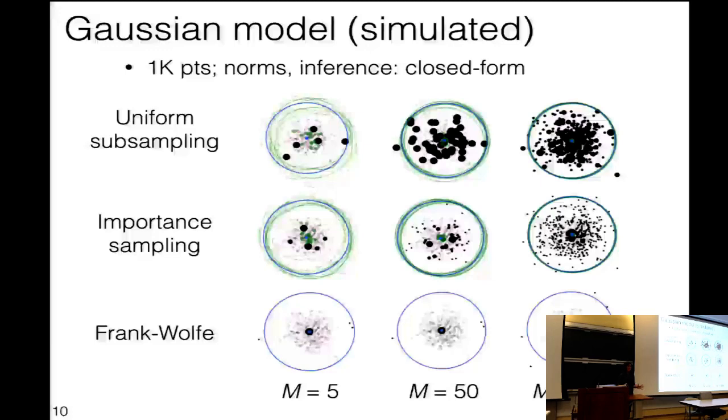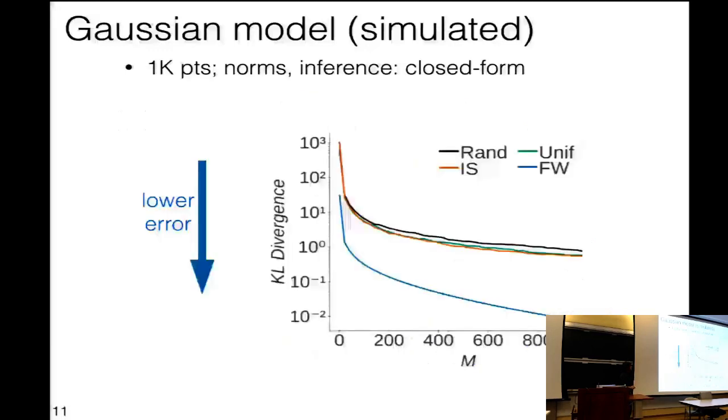Okay, so this is some toy problem. Before we move on, let's also just talk about the KL divergence, which we can actually calculate in this case, between the approximate posterior with the coreset and the exact posterior. And here we're just approximating with the coreset because everything's closed form, which is nice. And we can see that random subsampling, uniform subsampling, and importance sampling all have orders of magnitude worse error than Frank-Wolfe coresets, which is here in blue, for all of the numbers of coreset points m.